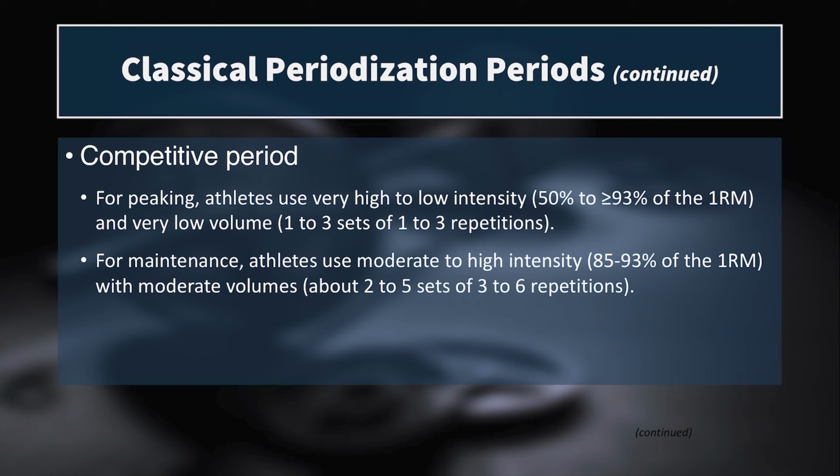The sessions are short and they are effective and they're moderate to high intensities, but no more than 30 to 40 minutes once or twice a week, just so that we can maintain those qualities. Now, for maintenance, athletes should use moderate to high intensity, so 85 to 93% of 1RM with moderate volumes. And for peaking, we want to use very high to low intensity, so somewhat similar to a strength and power phase, 50 up to above 93% of the 1RM, with very, very low volume, so just 1 to 3 sets of 1 to 3 repetitions.